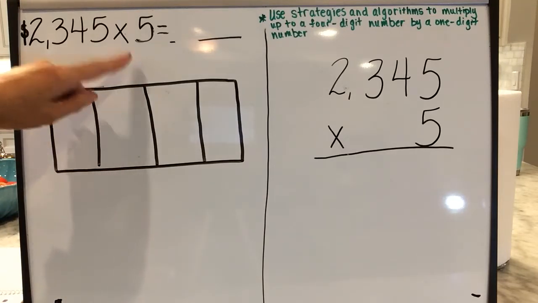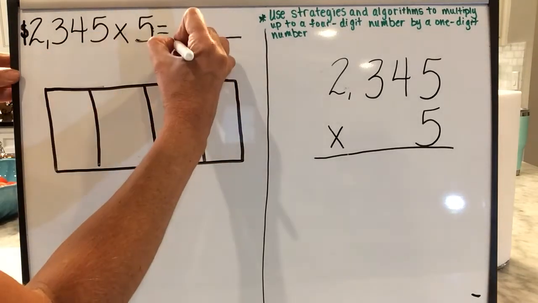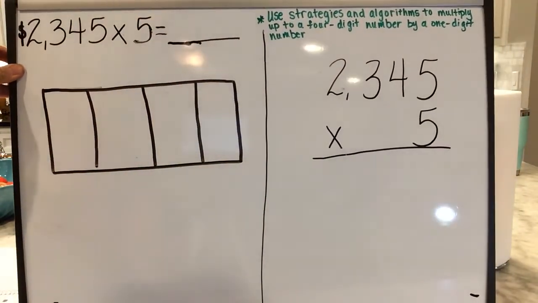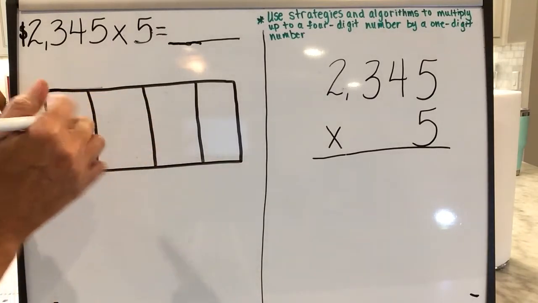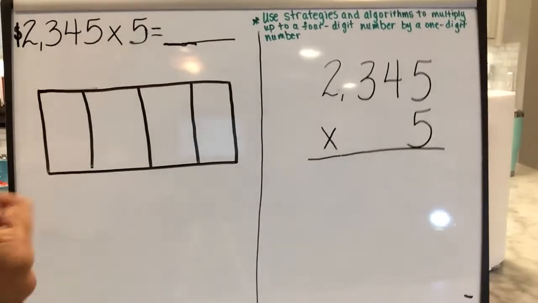So I have 2,345 times 5 is the number that we are going to work with. And I like to think of it in a word problem. If I had $2,345 in 5 different banks, how much money would I have altogether? I always like to think of money. Helps me a lot.